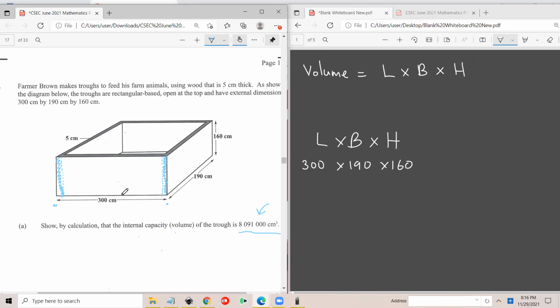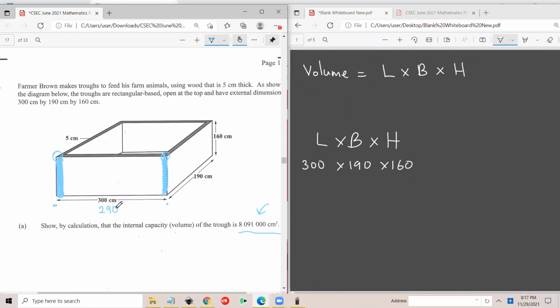No, Melanie, wrong. Check it back, Melanie. Remember, the whole thing is 300 centimeters long. This side is 5 centimeters thick, and this side here is 5 centimeters thick. So that means it loses 5 on this side and it loses 5 on this side. Right, in here will be 290 because you're minusing 10, a 5 and another 5.